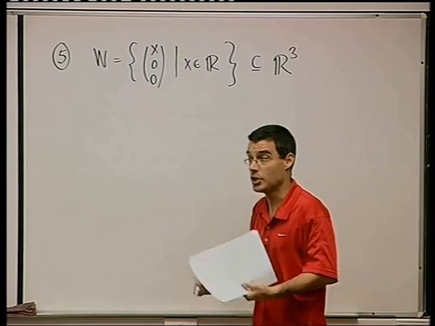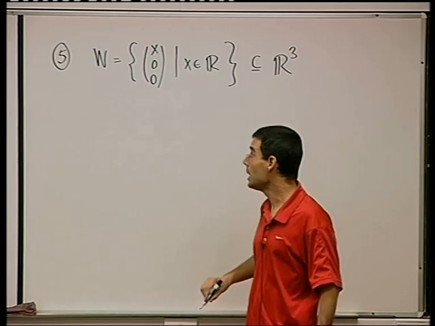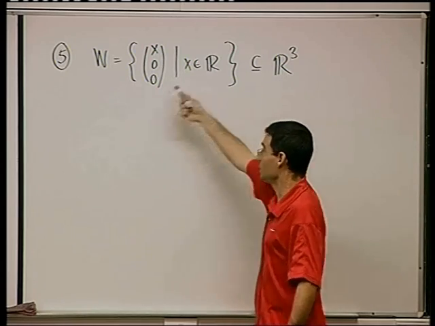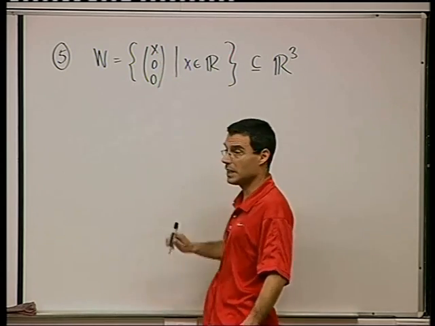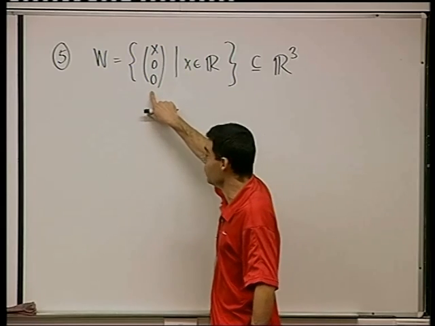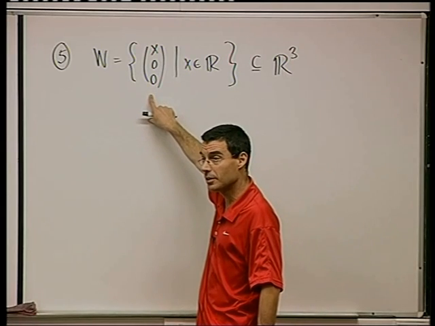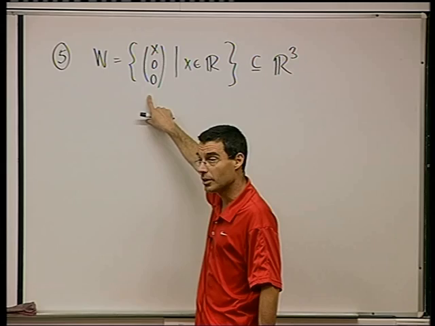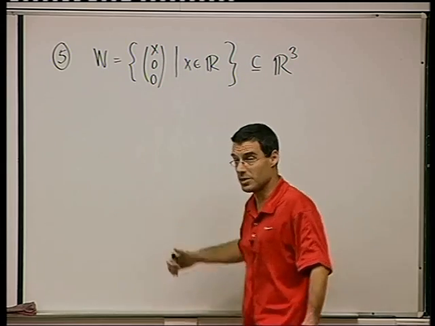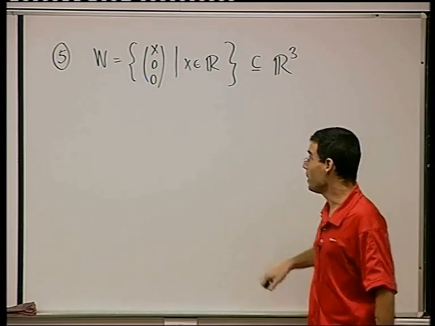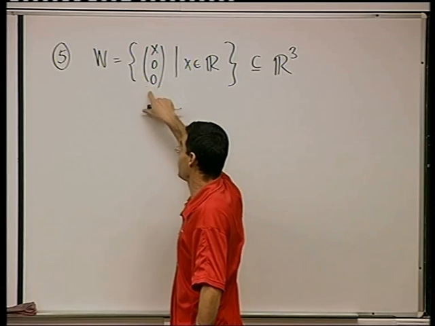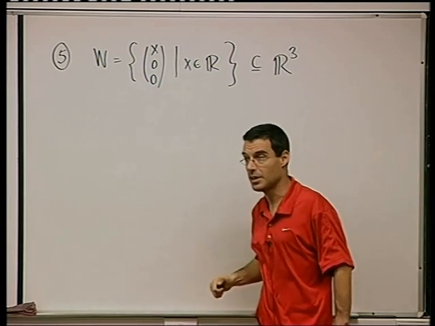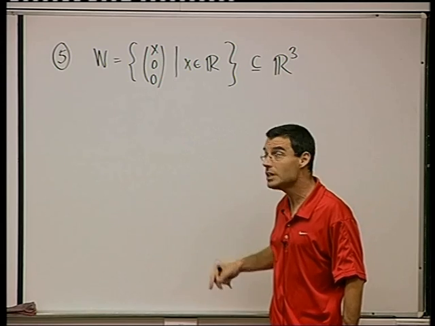Okay, so what do you need to check? You need to check all the axioms. Is the 0 vector here? Yeah, when x is 0, you get the 0 vector. When you add two vectors like this, do you get one like this? Yeah. You're never going to get anything other than 0 in the second and third coordinates. When you multiply one like this by a scalar, by 5, do you get one like this? Yeah.